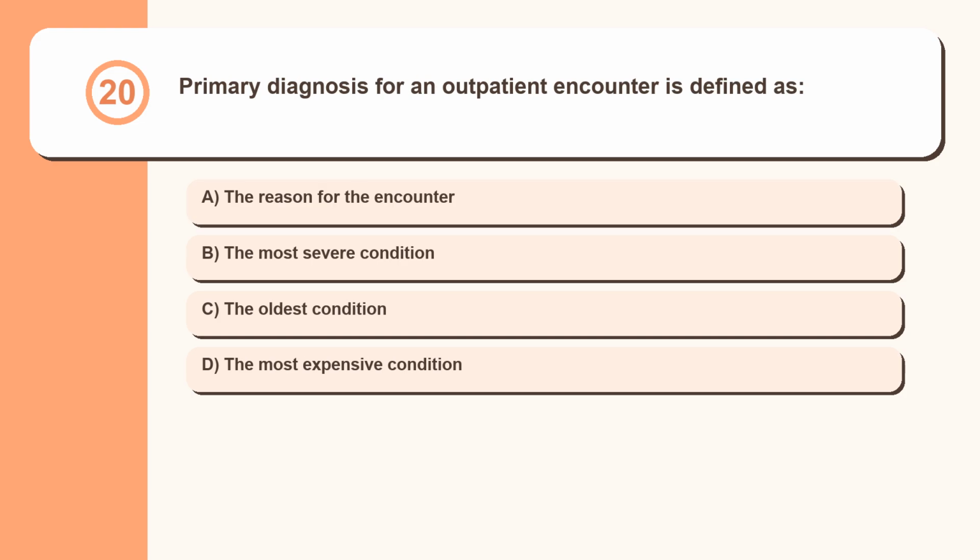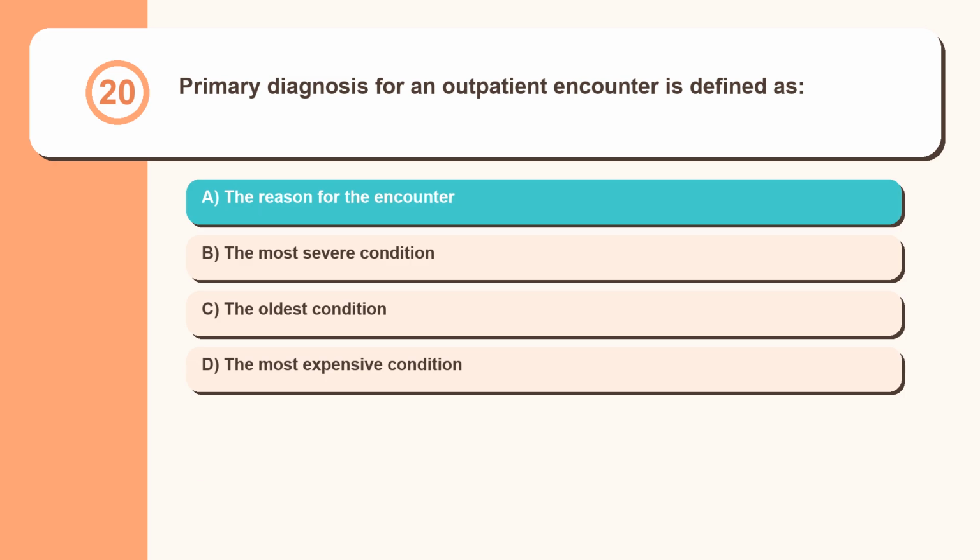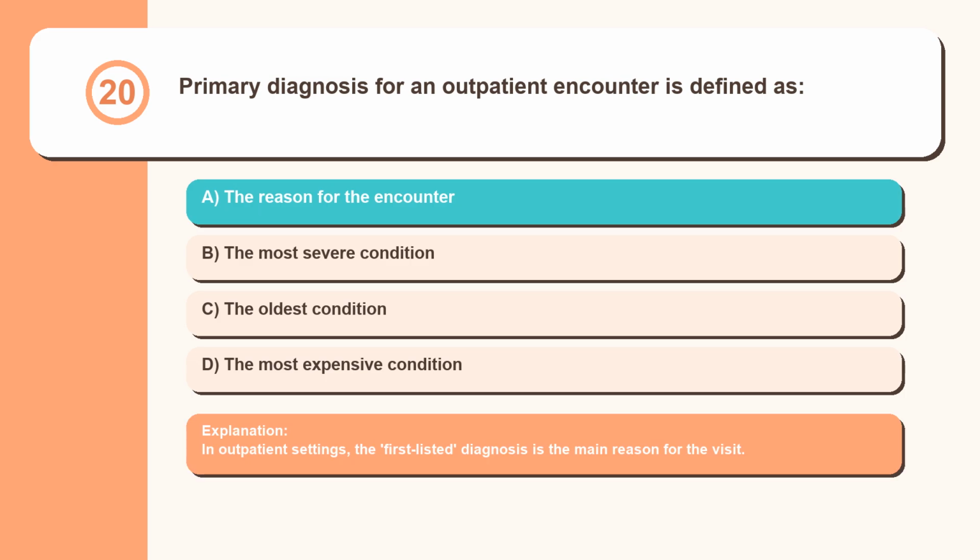Question 20. Primary diagnosis for an outpatient encounter is defined as the reason for the encounter, the most severe condition, the oldest condition, the most expensive condition. In outpatient settings, the first listed diagnosis is the main reason for the visit.